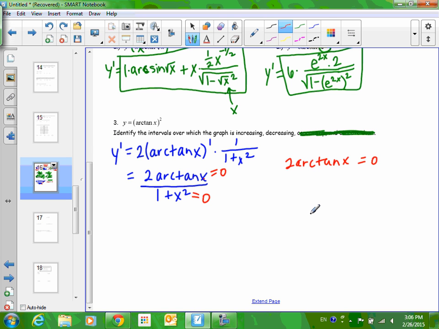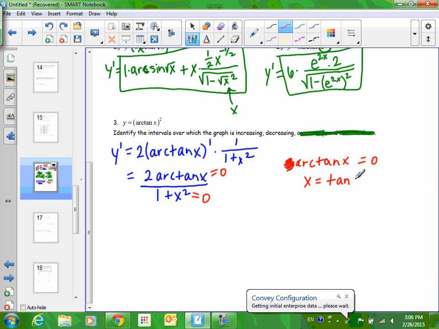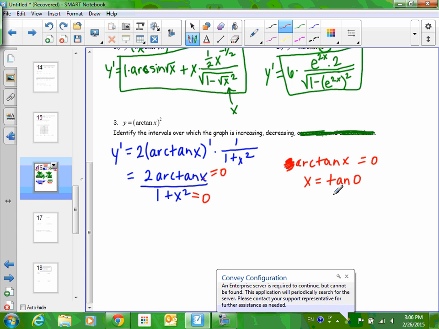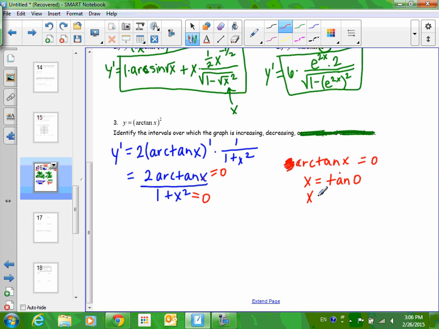How are we going to solve this by hand without a calculator? Let's divide by 2 first, and I'm going to scratch it out because 0 divided by 2 is 0. What is x? If arctan of x equals 0, then x equals tan of 0. That's what arctan means. It's the inverse of tangent. This equals tangent of the number on the other side. So what's tangent of 0?